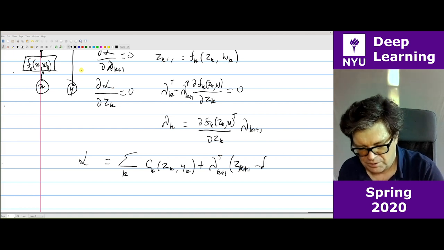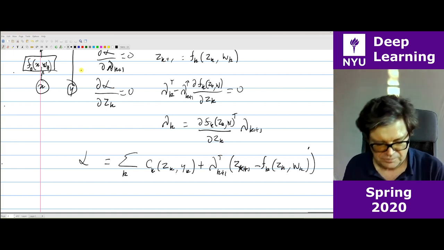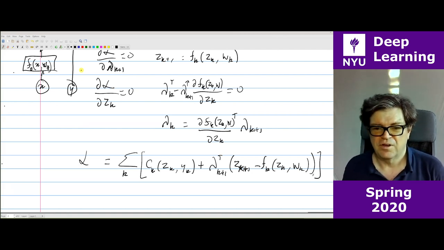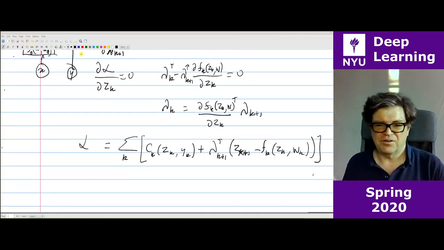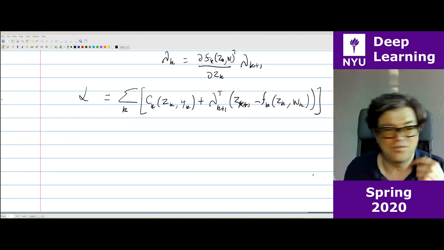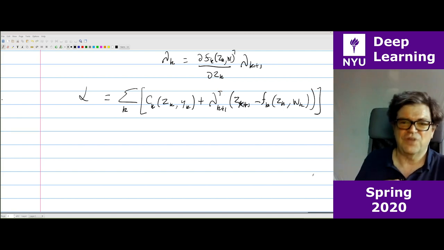K plus y minus fk of zk wk. Okay, and the sum takes place over all things. When you look at Lagrangian formulation of classical mechanics, that's basically the way they're expressed. C is the energy, and the second term are the constraints.